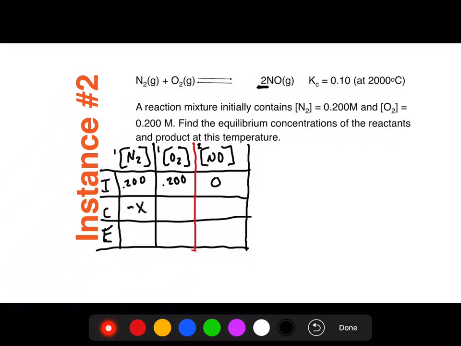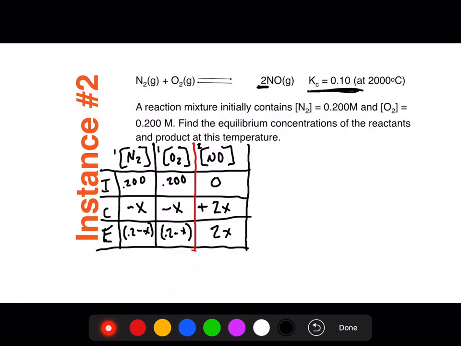Nitrogen will lose x, oxygen will lose x. They are both reactants, so they lose. Nitrogen monoxide is going to gain because it's a product, and since it has a coefficient of 2, it's going to gain 2x. So now you just continue it on through. At equilibrium, you're going to end up with, I'm going to forget the zeros for a second because I don't know if I can fit it, 0.2 minus x, 0.2 minus x, and then 0 plus 2x is just 2x.